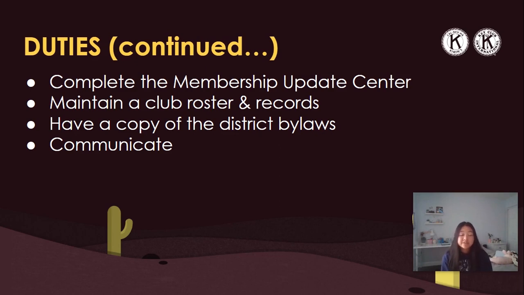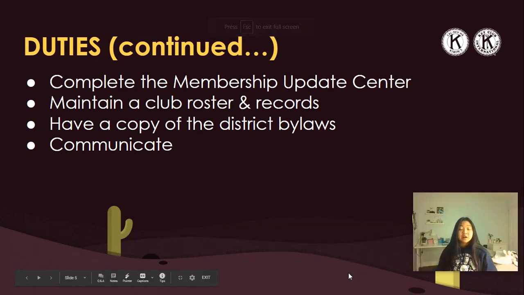Additionally, the secretary has to maintain a club roster and records. So a club roster is just a form that has information about all of your members' contact information, such as their name, phone number, and email. And all that information was or is already going to be inputted in the Membership Update Center. So there's actually an option where you can print out a roster from the MUC. So after you have inputted all of your paid members' information into the MUC, you can simply print out a roster from that website directly.